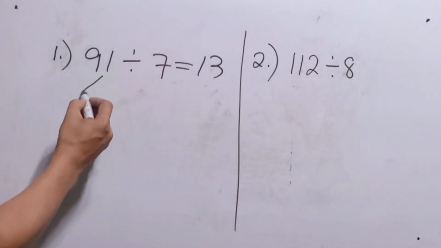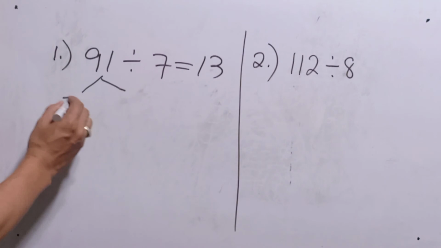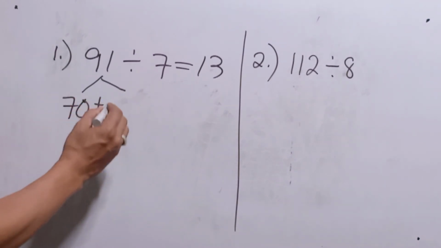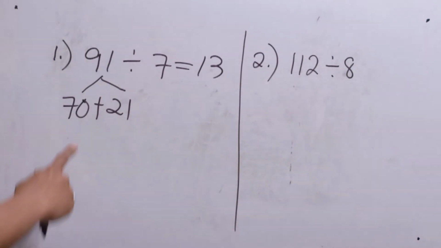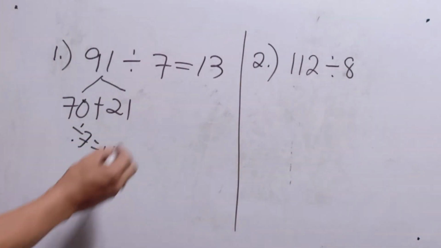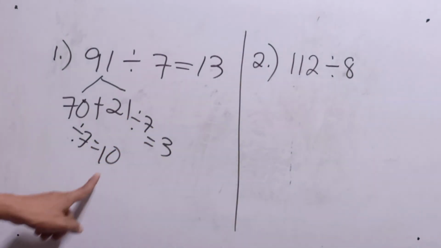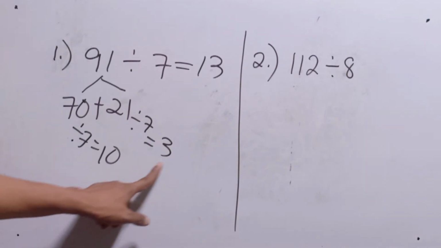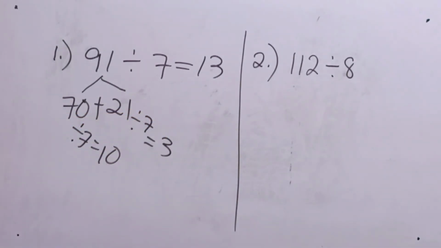Again, you split 91, wherein the two numbers can easily be divided by 7. And that is 70 plus 21. If you add this, that's 91. I can divide this by 7, correct? That will give me 10. I can divide this by 7, and that will give me 3. So if I'll add 10 plus 3, the answer is 13. Correct. What about for number 2?